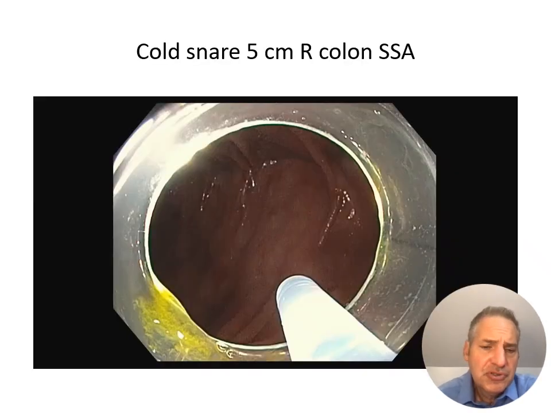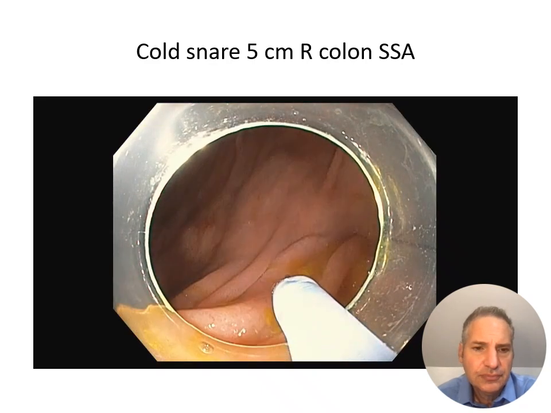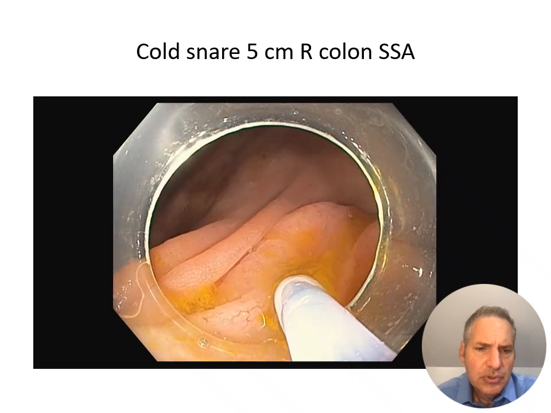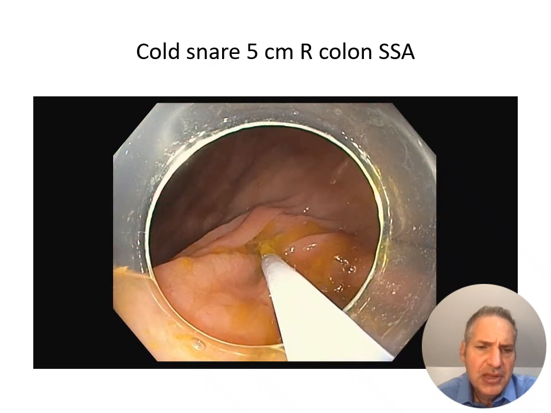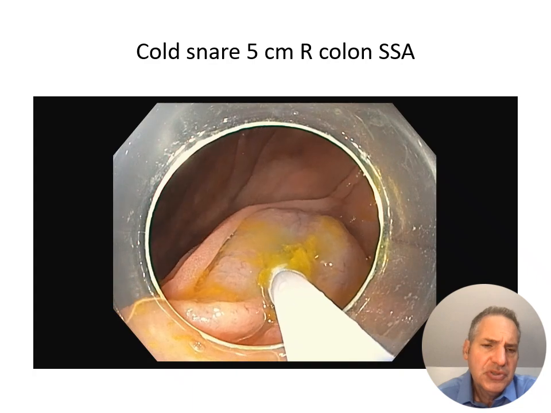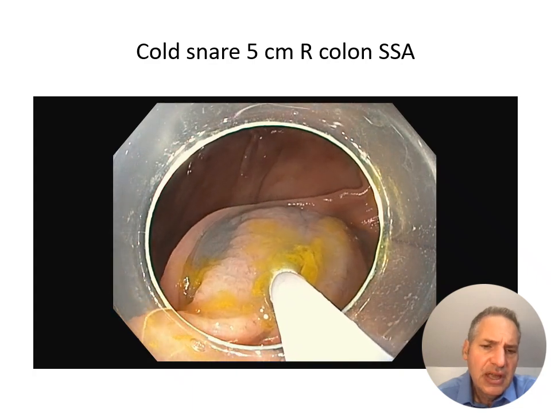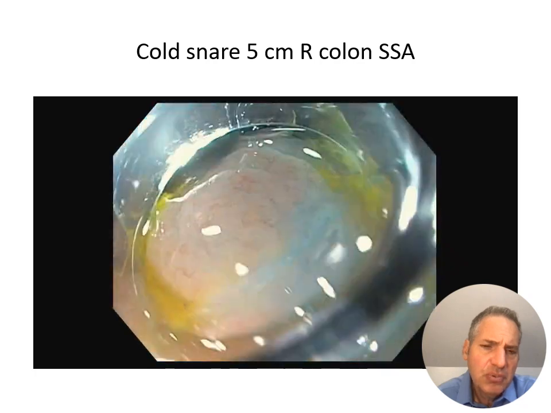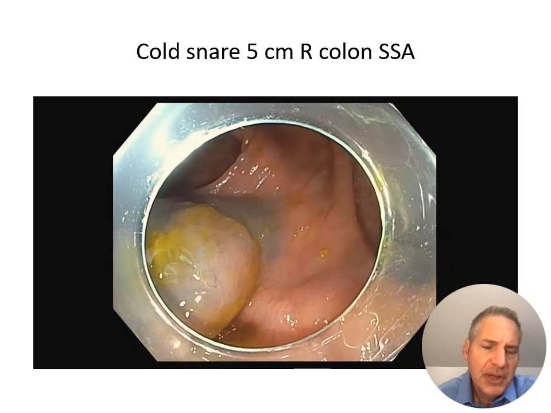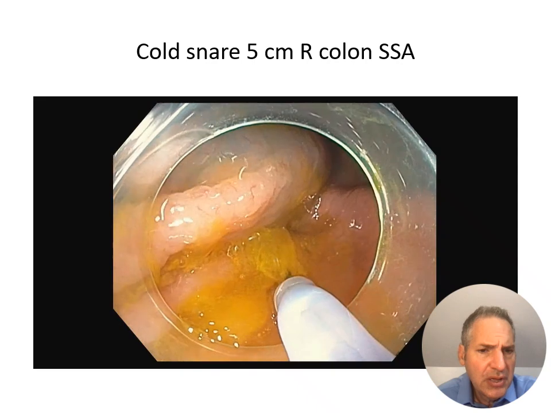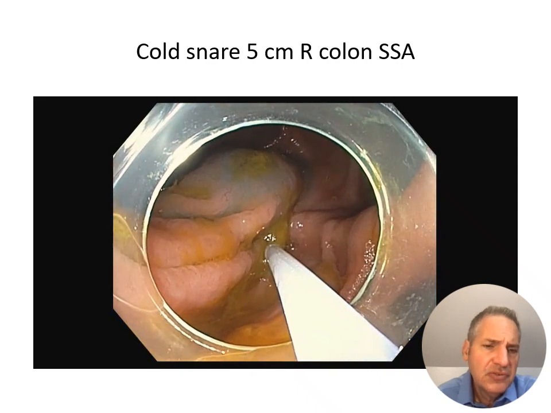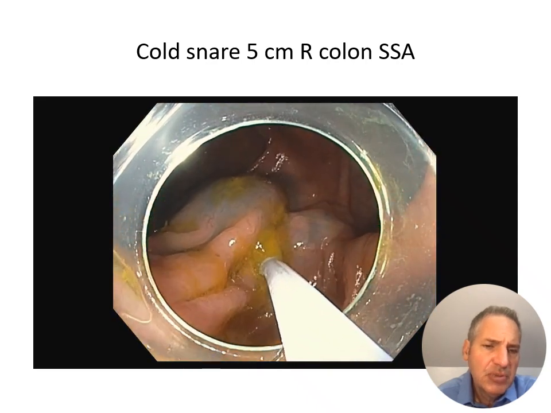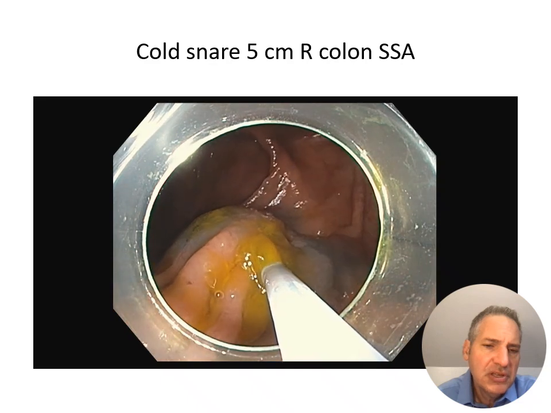This video demonstrates cold snare EMR of a 5 cm right colon sessile serrated polyp. Here we're seeing the very subtle pale sessile serrated polyp with somewhat of a mucus cap. As we inject the blue injectate into the submucosa, it helps define the borders of the polyp, and by pulling the catheter away, we're able to see the degree of lifting that we're achieving and make sure we're in the right submucosal plane.